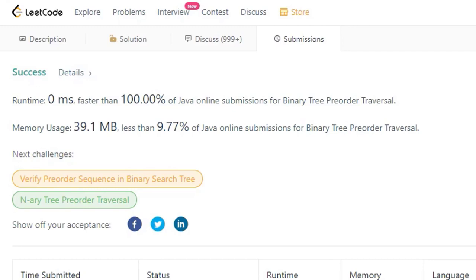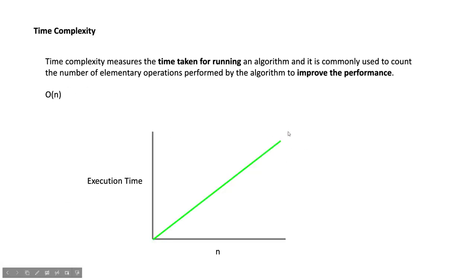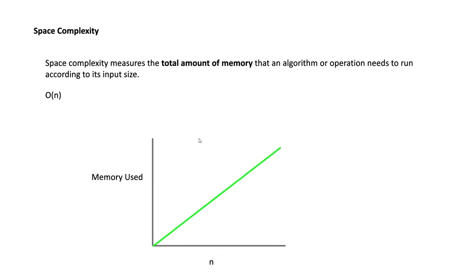All right, so the last thing we'll do is go through the space and time complexity. So time complexity in this case is O of n. As we add more nodes to the tree, it's going to take longer to loop through all of those nodes. And then O of n for the space complexity too. As we increase n, we increase the amount of space needed.